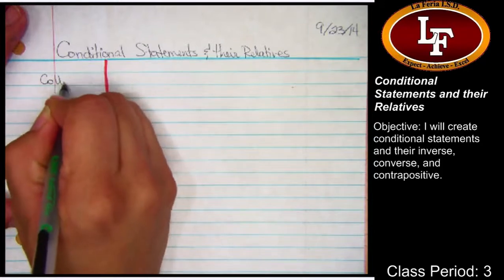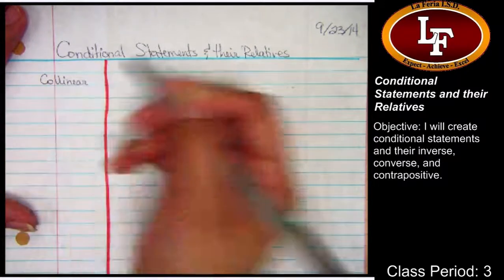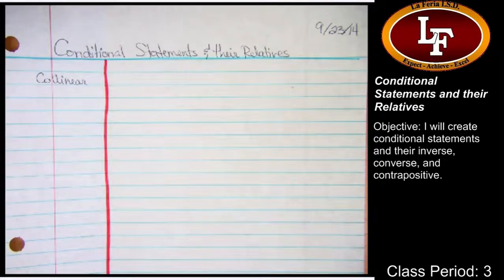Okay, so let's write the conditional statement for, let's start off with an easy one, collinear. What's the definition for collinear? Close, stuff that lies on the same line. And when we talk about stuff, it's points. Fantastic. So the definition says points that lie on the same line.